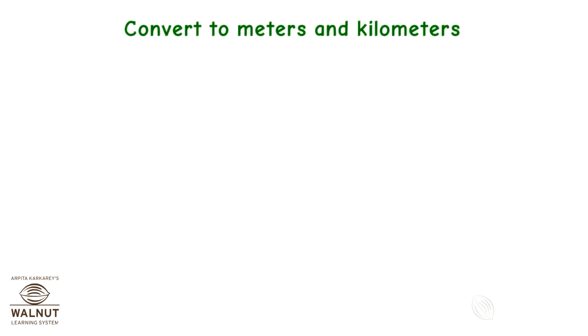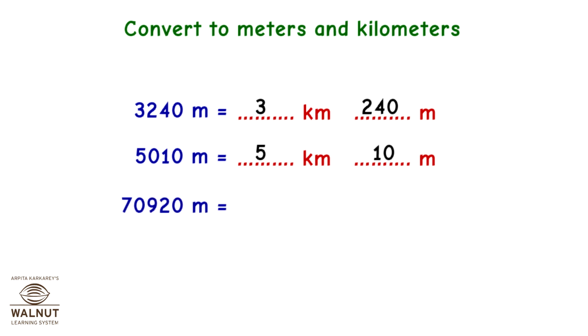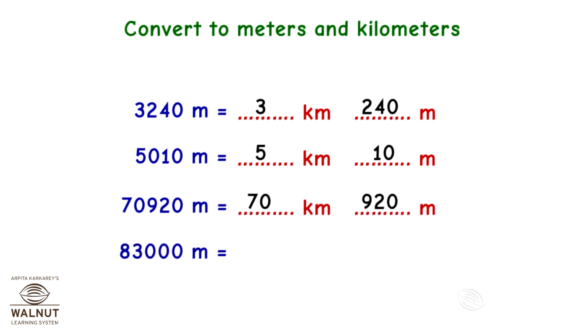Convert to meters and kilometers. 3,240 m is equal to 3 km and 240 m. 5,010 m is equal to 5 km and 10 m. 70,920 m is equal to 70 km and 920 m. 83,000 m is equal to 83 km and 0 m.